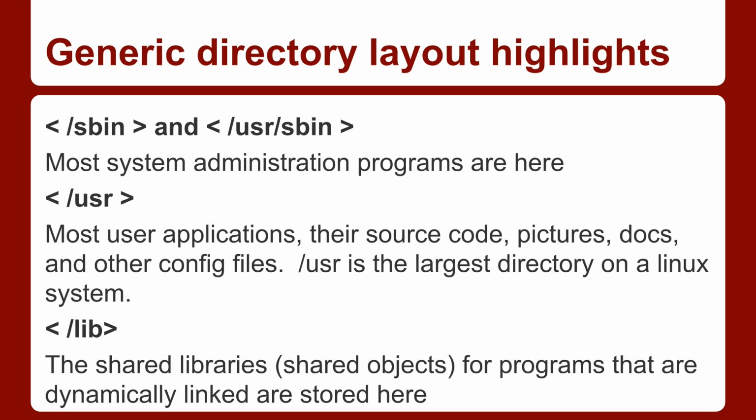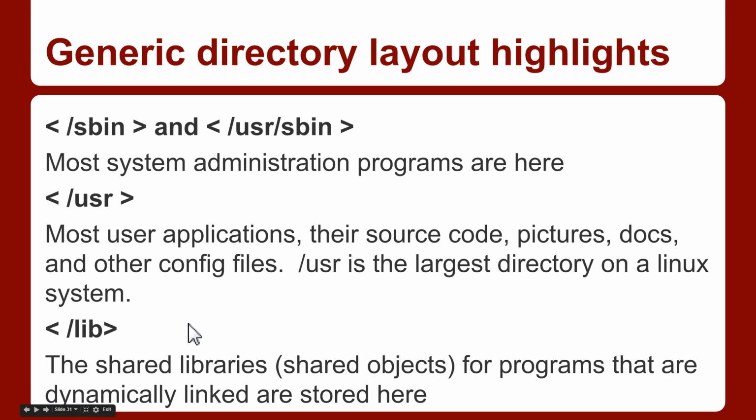So there's a difference between /sbin and /usr/sbin. Usually they are used for system administration programs, and /sbin is where the most common ones will be, and /usr/sbin is where perhaps the custom ones will be. And then /usr stores most user applications and their source code, and any pictures, documents, or perhaps configuration scripts or files that they may use that aren't already located in /etc. It is important to note that this directory is usually the largest directory on a Linux system.